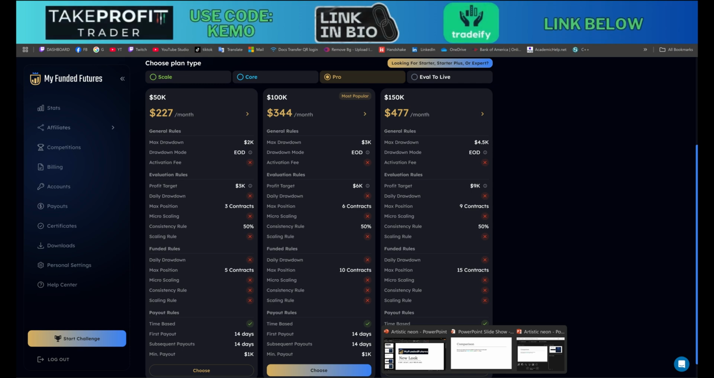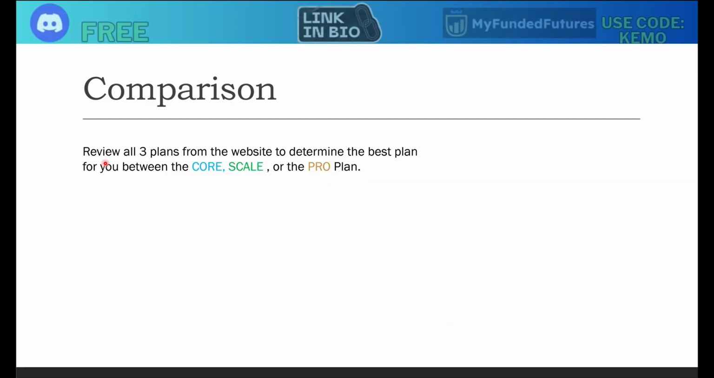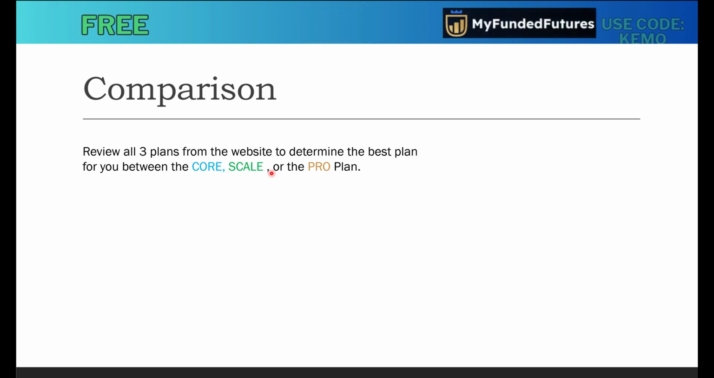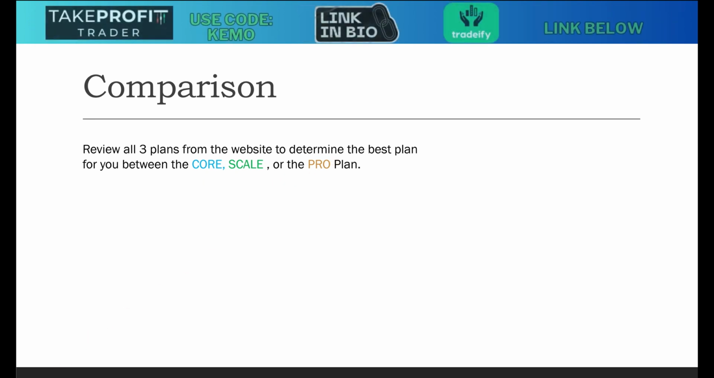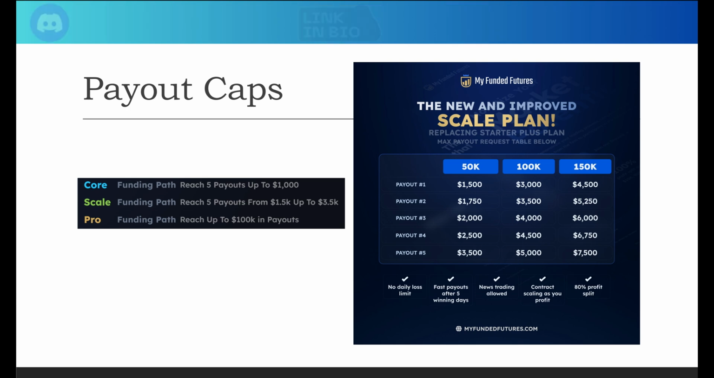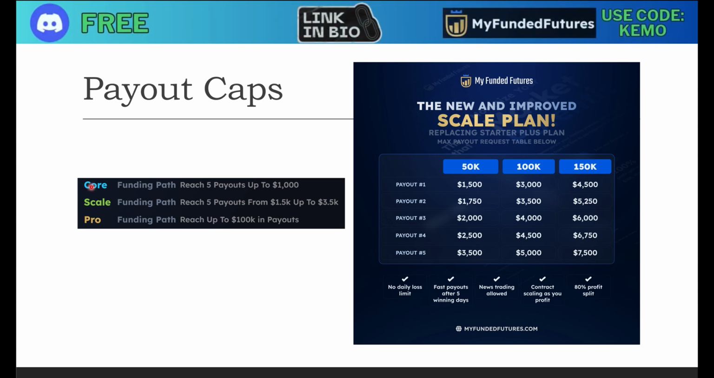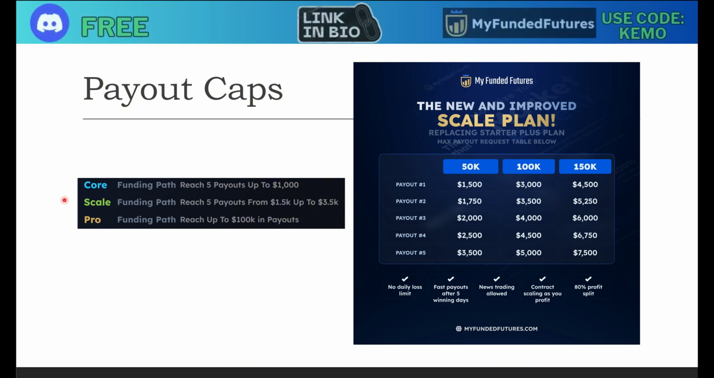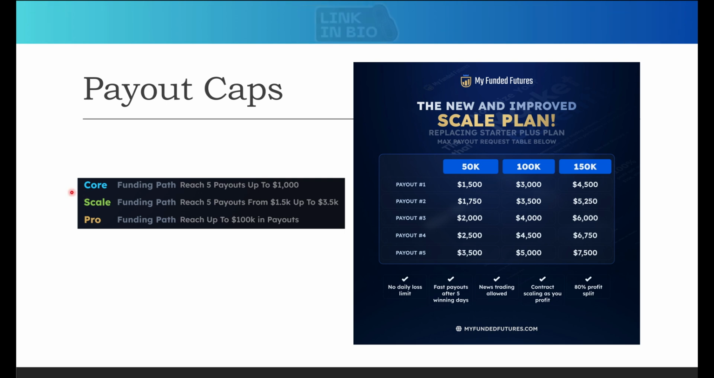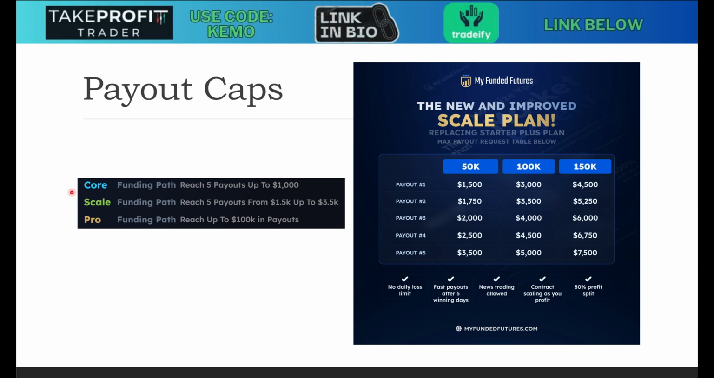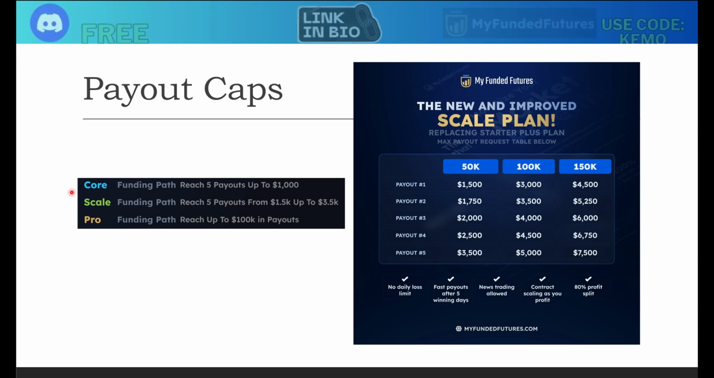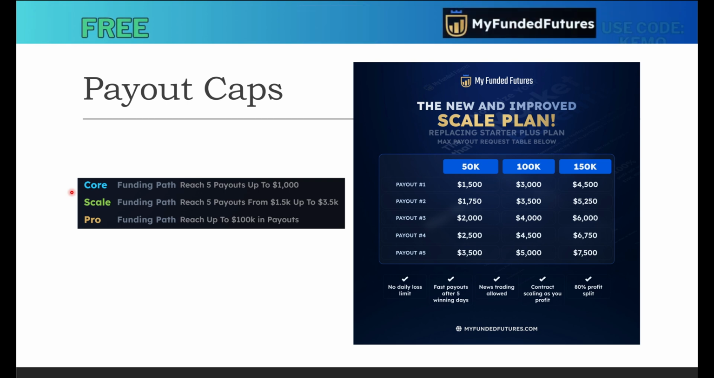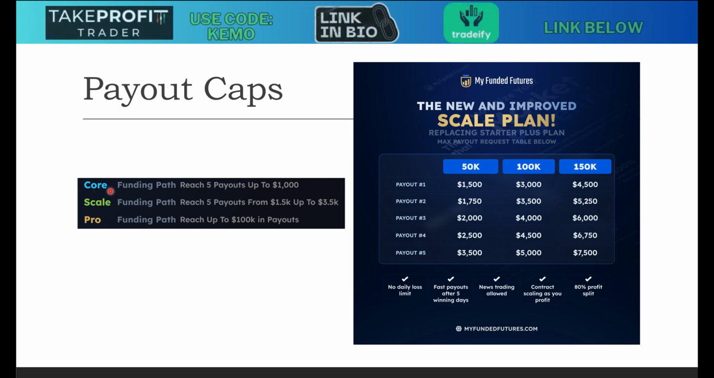We'll go back here to what we were talking about. So we did review the core, the scale, and the pro plan. Let's go ahead and move forward to the payout caps, as I told you. And here is what makes a difference in the decision of which account you should go with. So if you are just a basic trader, you are trading small and your wins are small, and your payout caps don't really make a difference with your trading strategy or your trading plan, then go with the core plan.